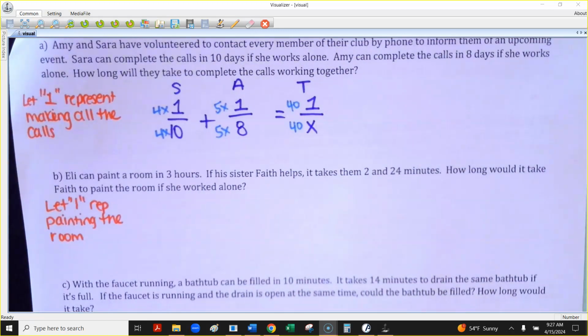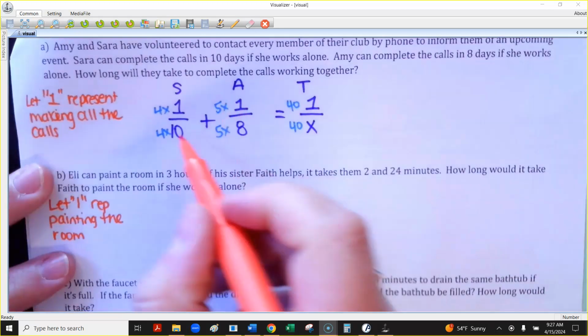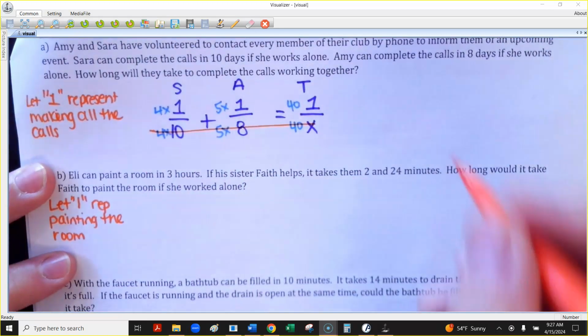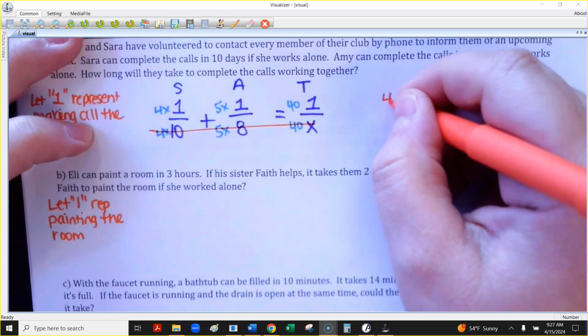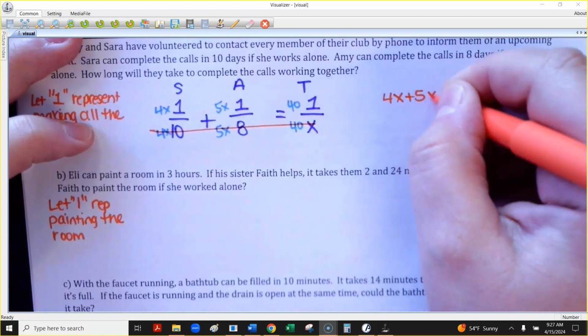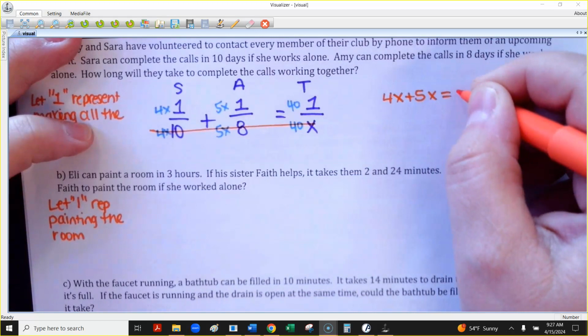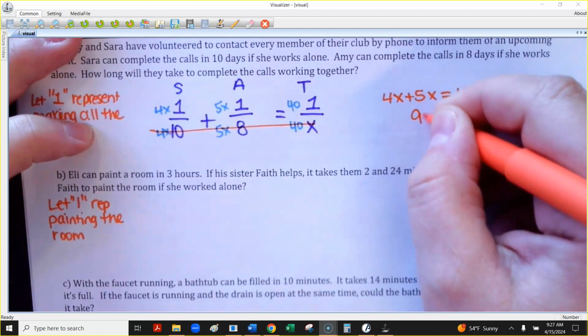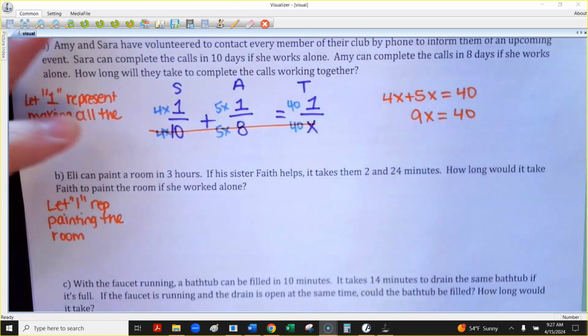You could use 80x. The algebra would be a little bit different maybe as you go through to solve, but we'd still get the same answer. So then, if my denominators all match, that forces our numerators to be equal. So this would just be 4x plus 5x is equal to 40. So you get 9x equals 40, and that's not a nice number.